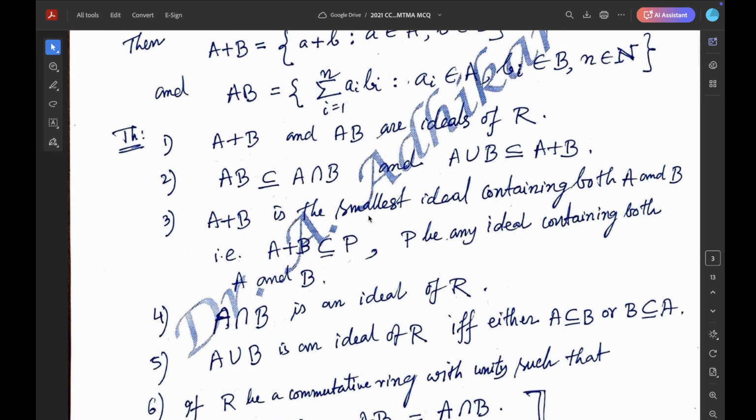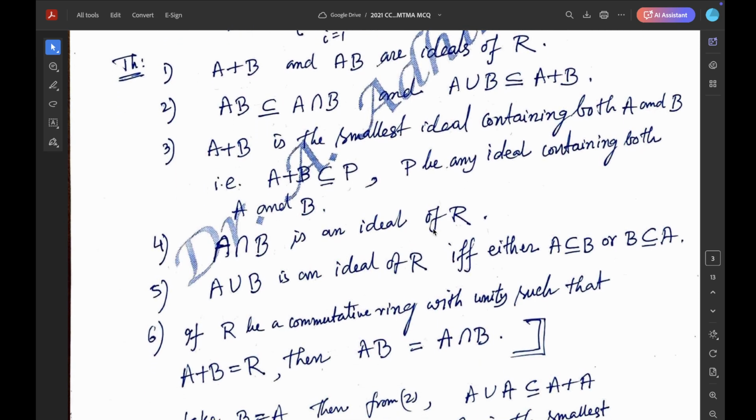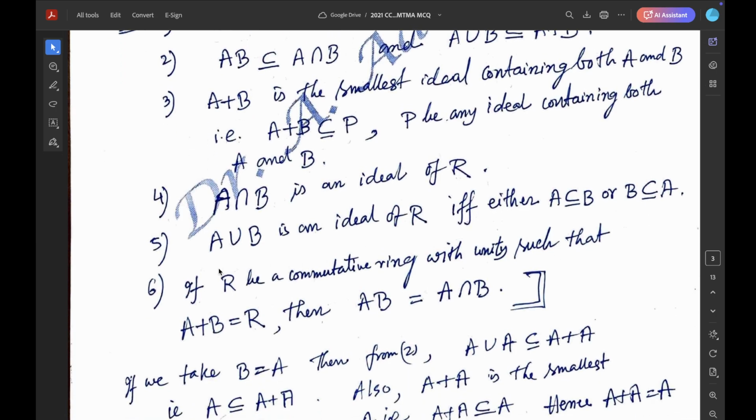A plus B is the smallest ideal containing both A and B, that is, A plus B is a subset of P, where P is any ideal containing both A and B. Number 4, A intersection B is an ideal of R. Number 5, A union B is an ideal of R if and only if either A is a subset of B or B is a subset of A. Number 6, if R is a commutative ring with unity such that A plus B equals R, then AB equals A intersection B.